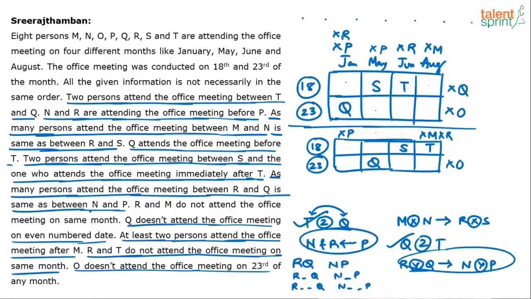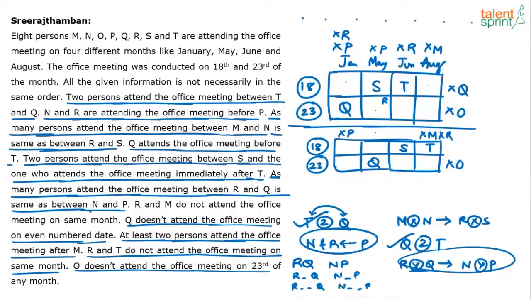Right? What happens if you take R in 23rd May? If you take R in 23rd May, between R and Q, how many persons are there? 1 person is there. Between R and Q, we have S. So between R and Q, there is 1 person. Between N and P, then there should be 1 person. So where will N come? Can N come here? No. Because if N comes here, then P has to come here, which is not possible.